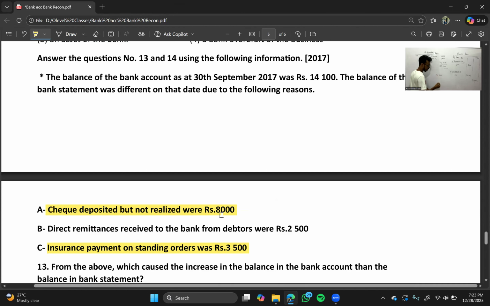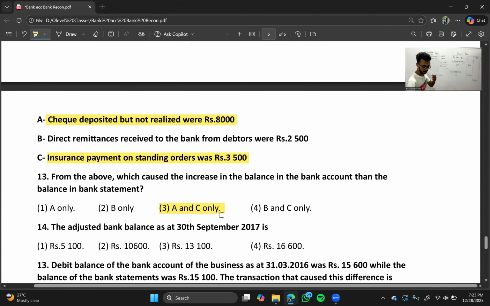For this 14,100, we have to add any direct remittances, that is 2,500. And then you have to deduct any standing order, that is 3,500. Simple: you add 2,500, deduct 3,500. So when you do the calculations, that is minus 1,000, which means you deduct it. That becomes 13,100.